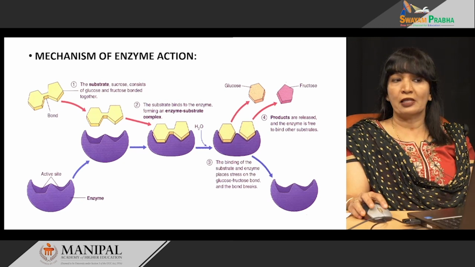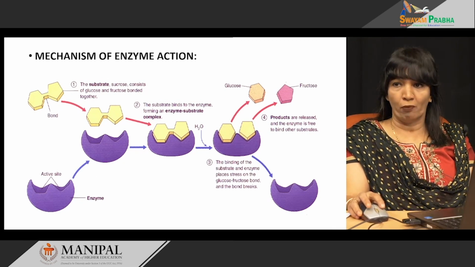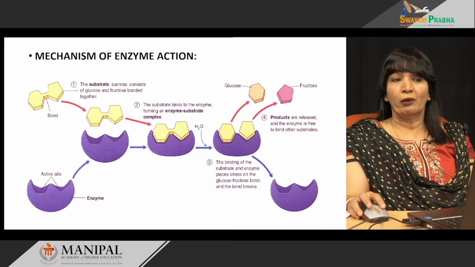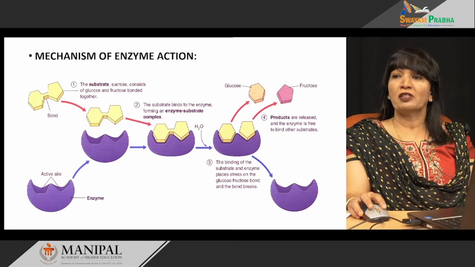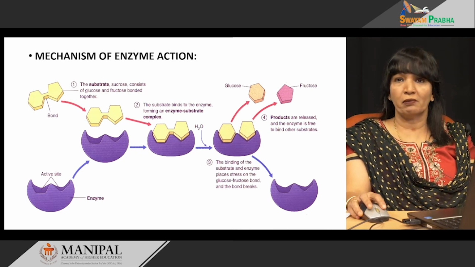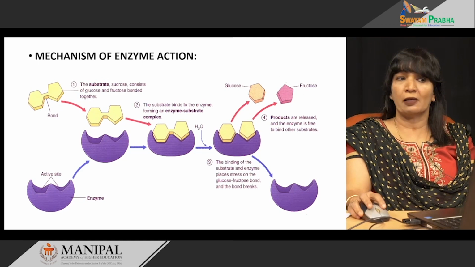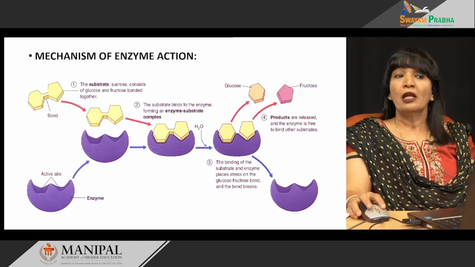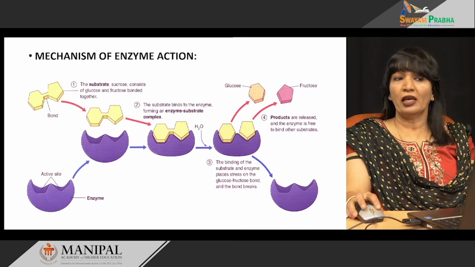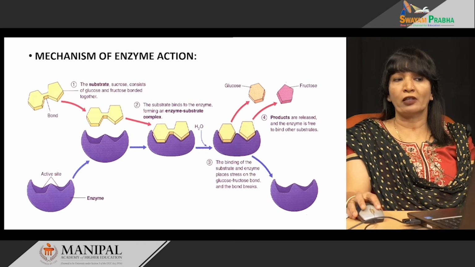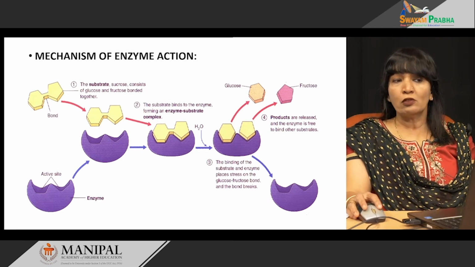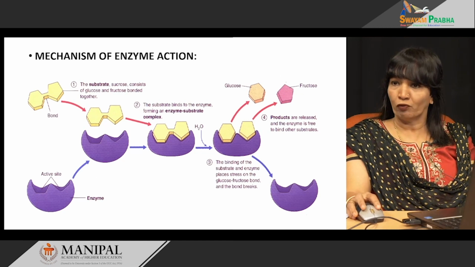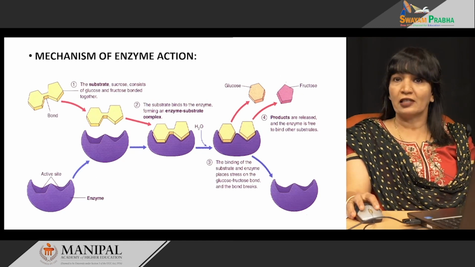Now, upon binding of the substrate to the enzyme, an ES complex is formed. The binding of the substrate to the enzyme forms a sort of stress, because the enzyme has to accommodate the substrate at its active site. The binding of the substrate places a stress on the glucose and fructose bond. Now, this glucose and fructose that formed sucrose, there is a stress being placed and the bond gets released.